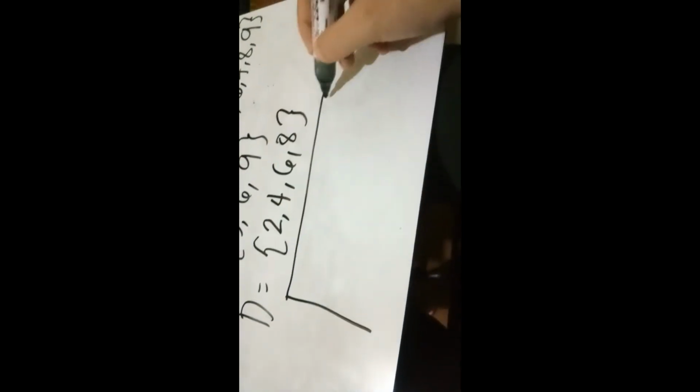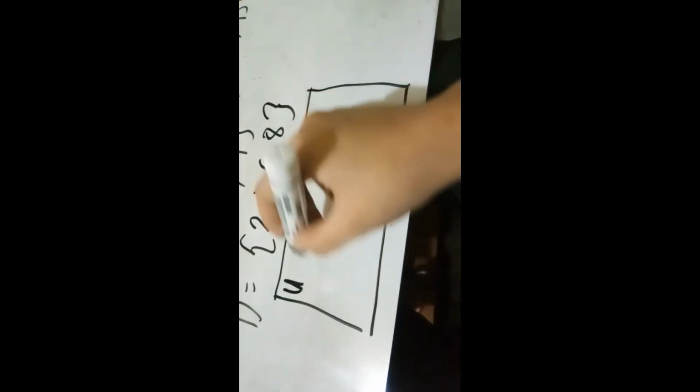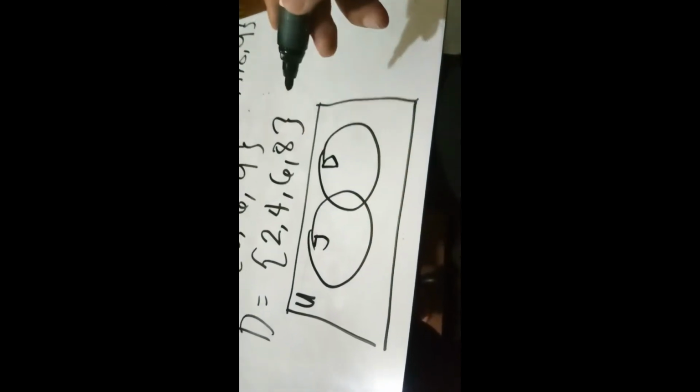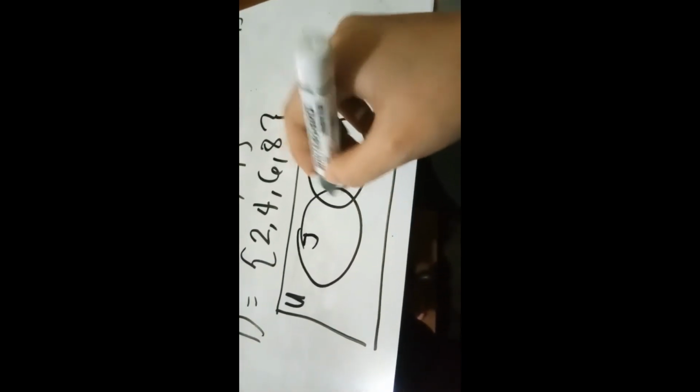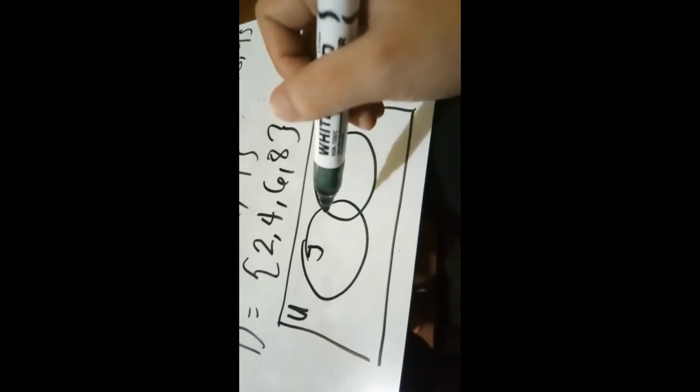Always start with your rectangular plane. Your rectangular plane is your universal set. And then you have 2 subsets. Namely, always name your sets as J and then D. You start with the common element. Kanina, disjoint kasi nga wala silang common element.